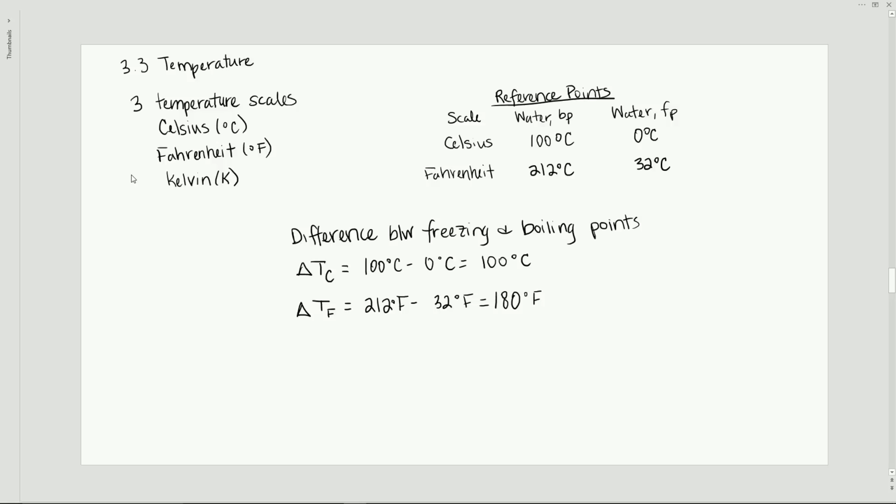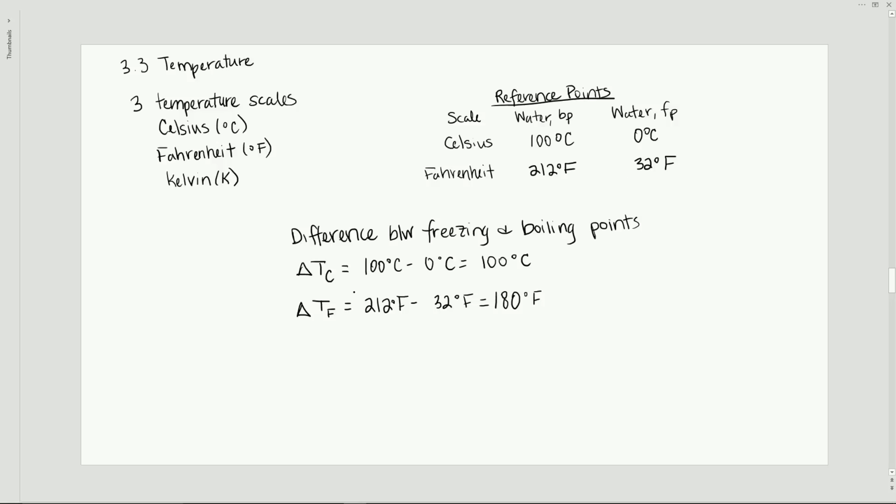The reference points for Celsius are the boiling point and the freezing point of water. For water, the boiling point in Celsius is 100 degrees C, and the freezing point is 0 degrees C. In Fahrenheit, the boiling point of water is 212 degrees Fahrenheit. I wrote degrees C accidentally. These are degrees Fahrenheit. And then the freezing point of water is 32 degrees Fahrenheit.